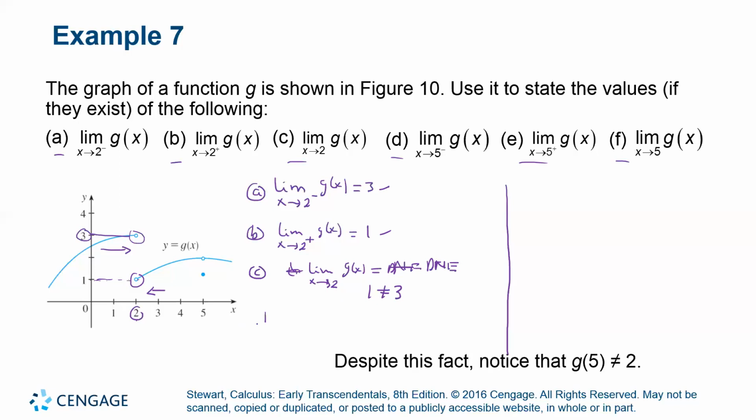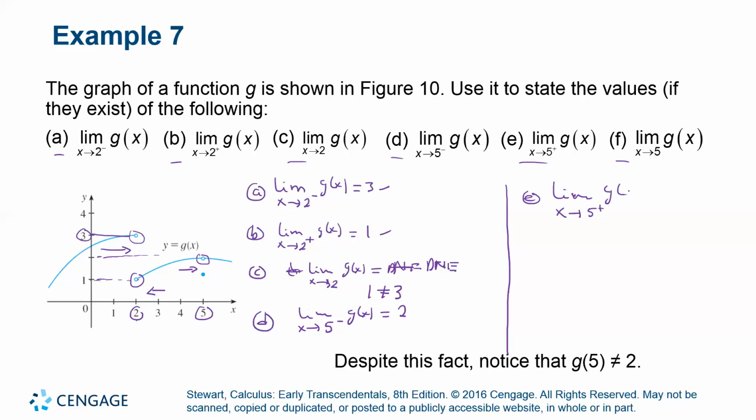Okay, let's go to D. D asks what is the limit as x approaches 5 from the left of the same function g of x. Let's go to the graph. This is where the 5 is, and we're approaching from the left. It is a hole there, so the function value doesn't exist, but the limit exists, even though there's a hole. So what is that value? It is equal to 2.